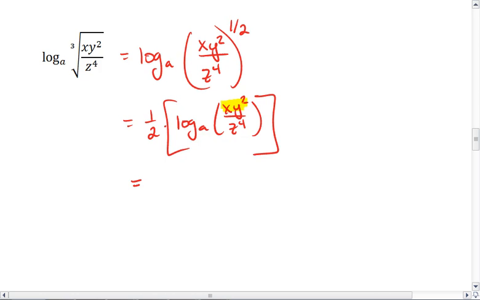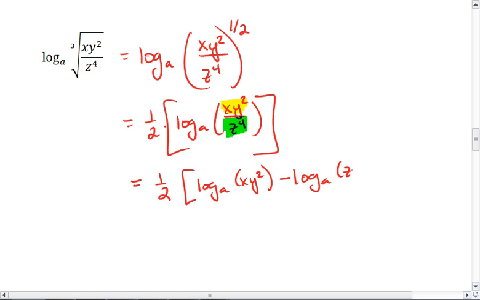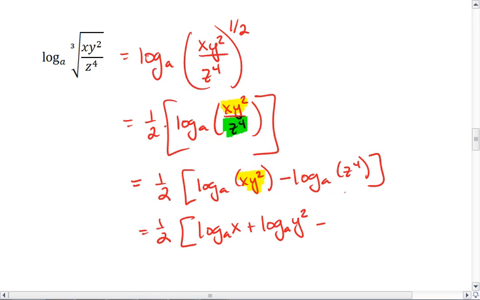Well, now we see we have a numerator divided by a denominator. Division gets linked with subtraction. We get log base a of xy squared minus log base a of z to the 4th. Now we have multiplication. We get log base a of x plus log base a of y squared minus, we have our exponent, 4 times log base a of z.